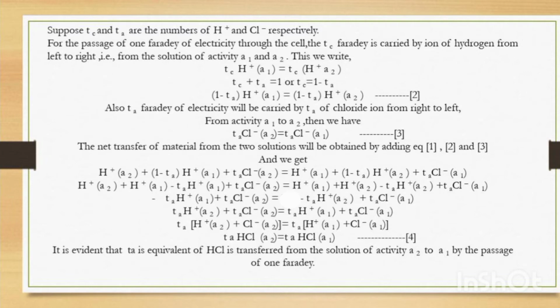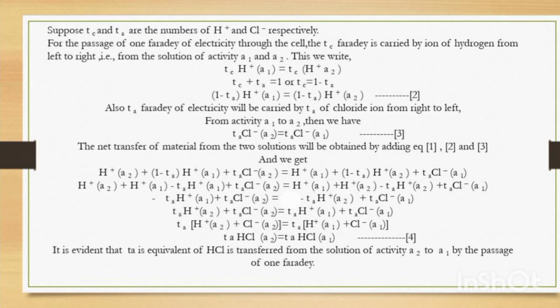Now cancelling both the H plus a2 on either side and H plus a1, we get minus TH plus a1 plus TaCl negative a2 minus TaH plus a2 plus TaCl negative a1. After taking both the a2s on one side and a1 on the other side, we are going to get TaH plus a2 plus TaCl negative a2, TaH plus a1 plus TaCl negative a1, which leads to the removing of minus.